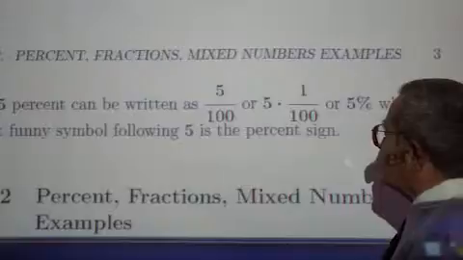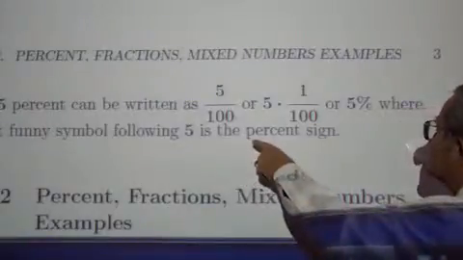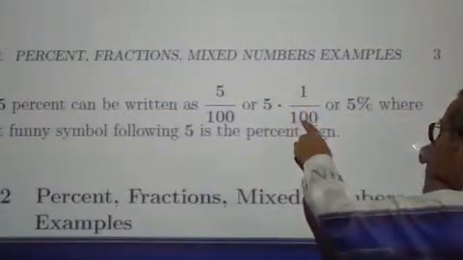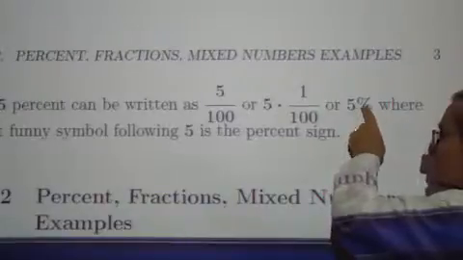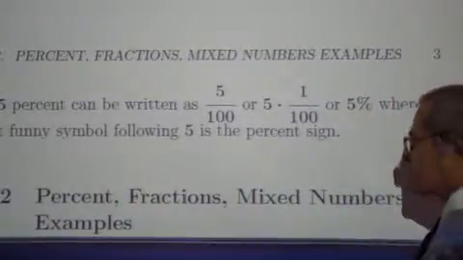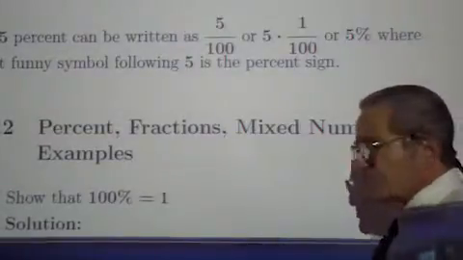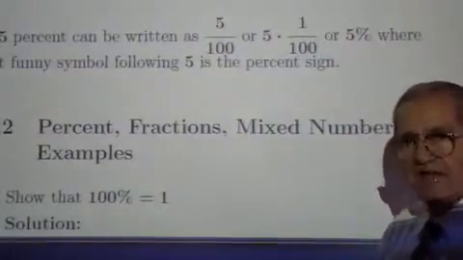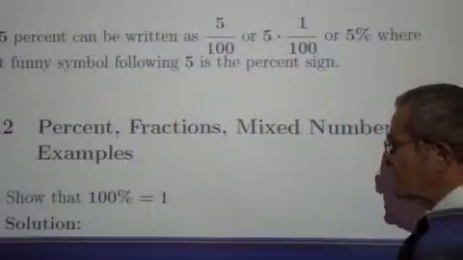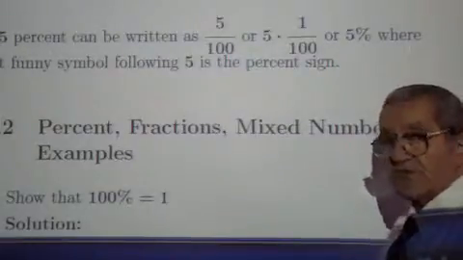Now, 5% can be written as 5 over 100, 5 times 1 over 100, 5%. That's the percent sign. We wanted to show that 100% is 1. That comes in very handily. Replace 1 by 100%. The percent sign is in there.